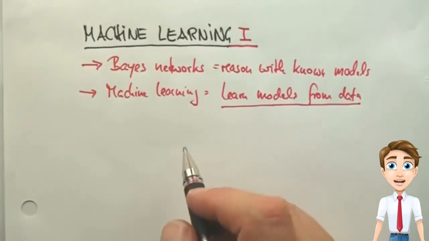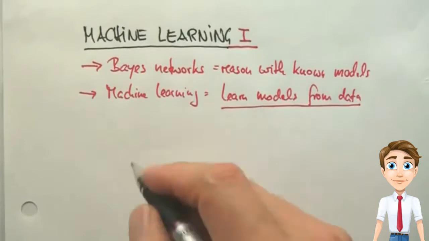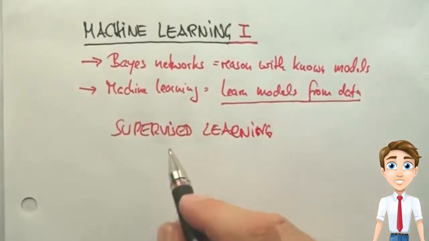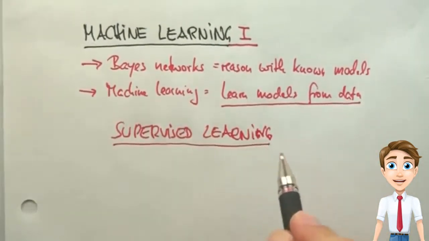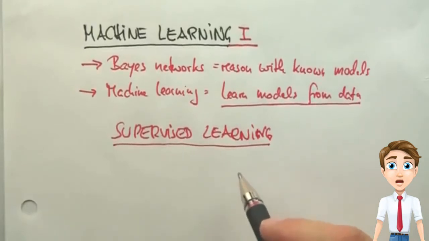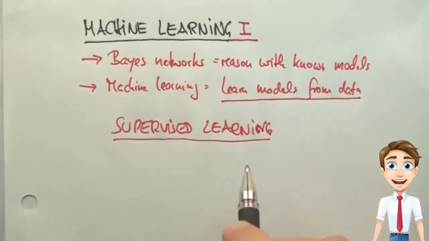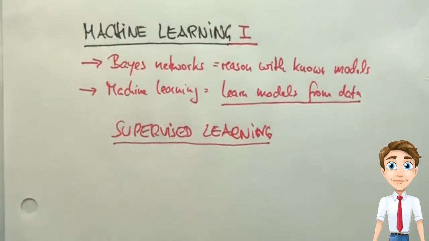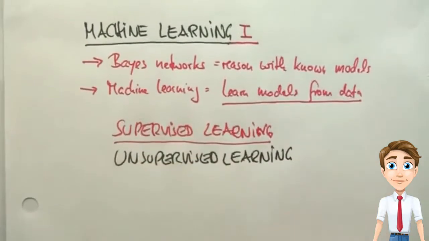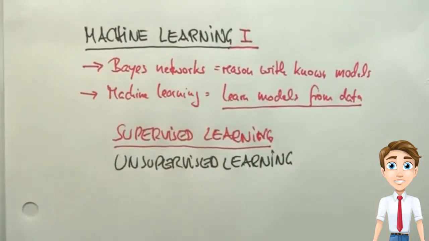So this class, which is about supervised learning, we'll go through some very basic methods for learning models from data, in particular specific types of Bayes networks. We will complement this with a class on unsupervised learning that will be taught next after this class.